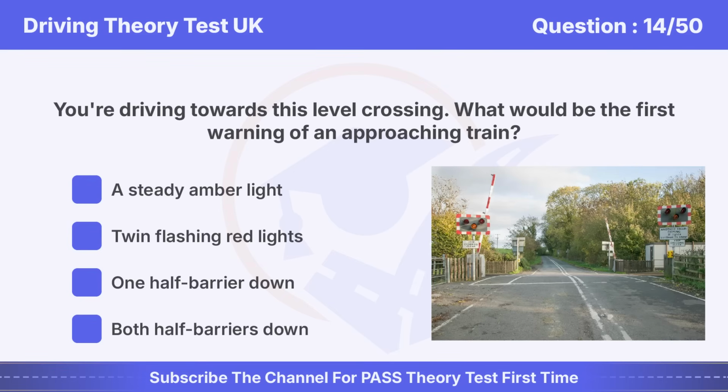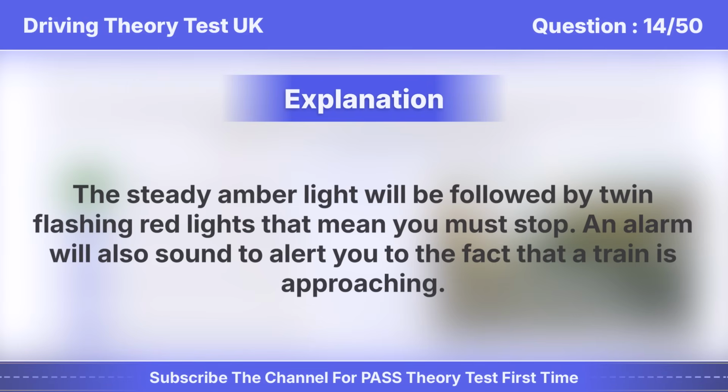Question 14. You're driving towards this level crossing. What would be the first warning of an approaching train? Answer is A. A steady amber light. The steady amber light will be followed by twin flashing red lights that mean you must stop. An alarm will also sound to alert you to the fact that a train is approaching.